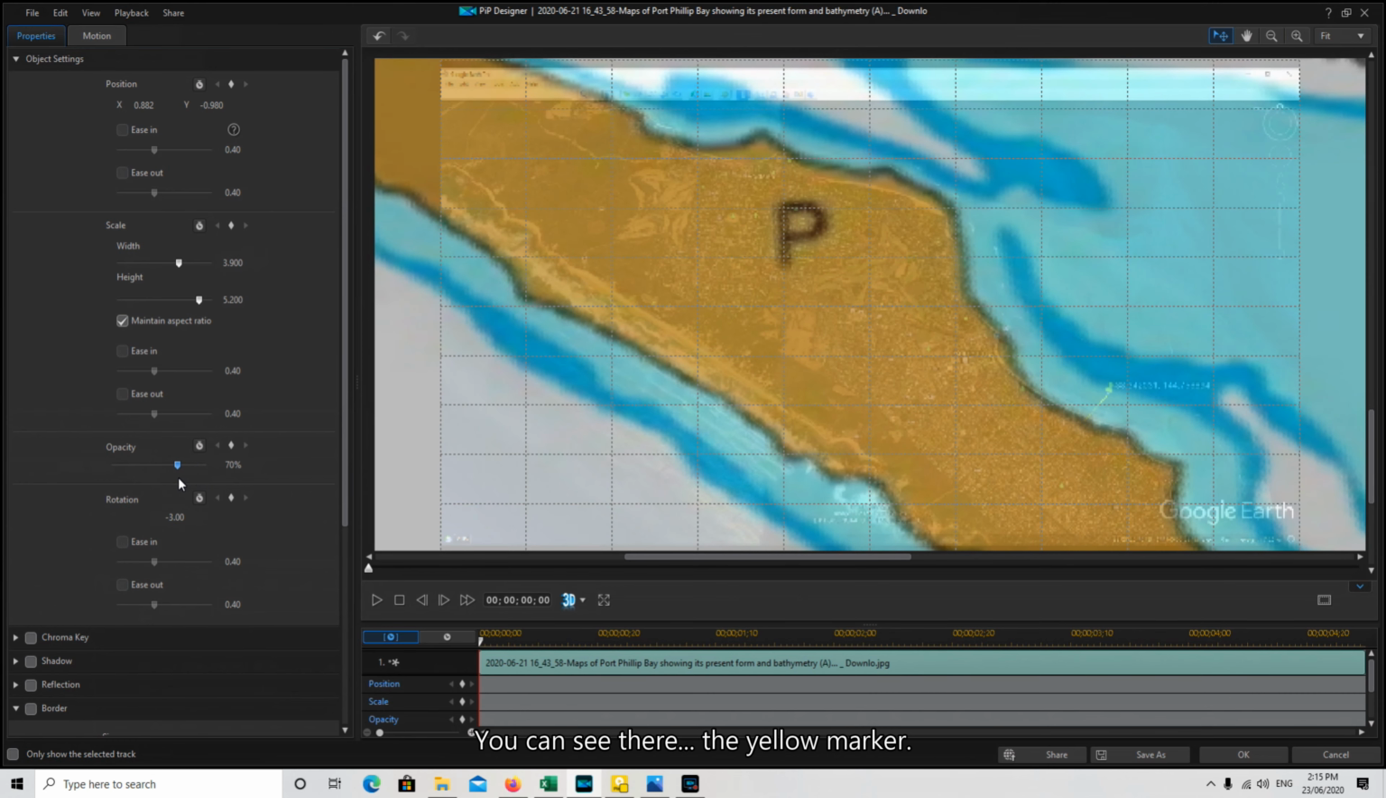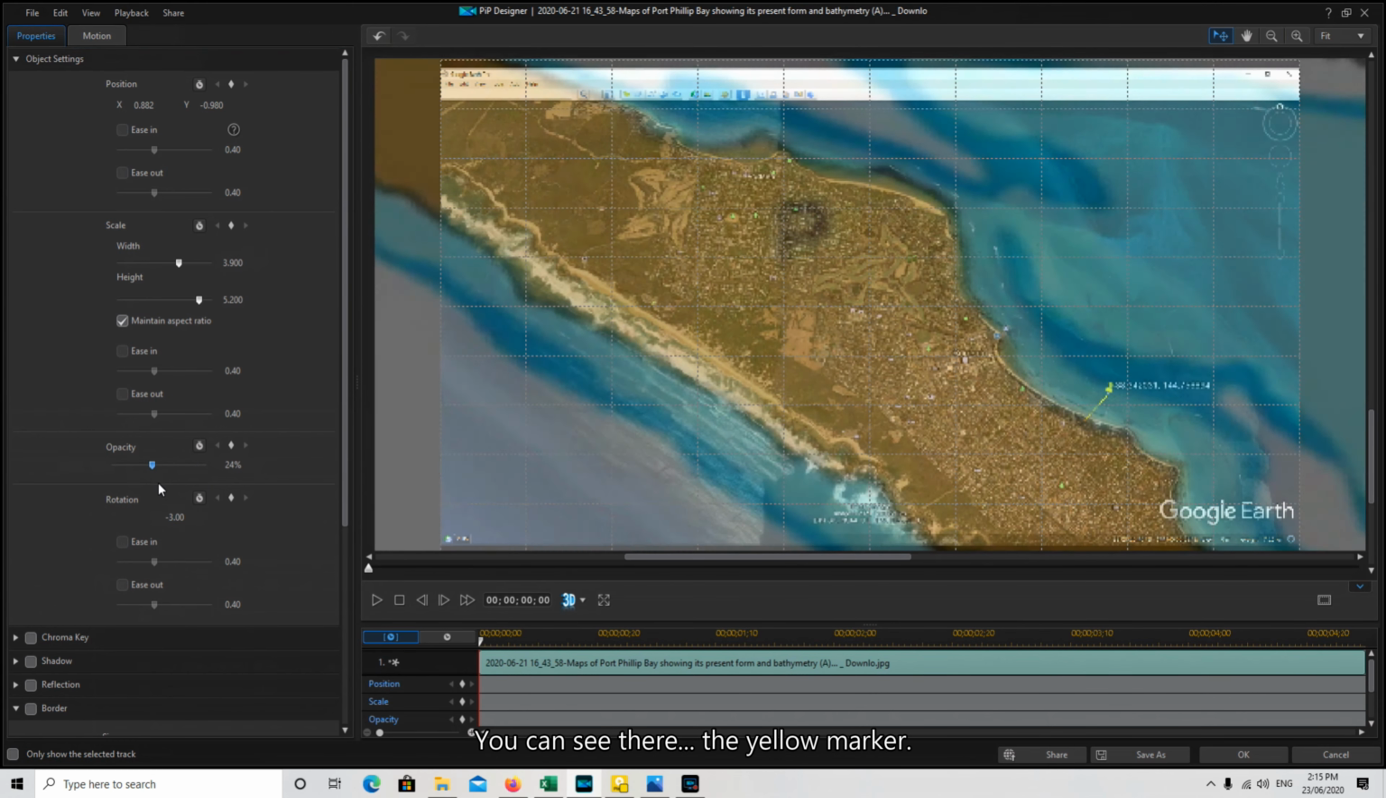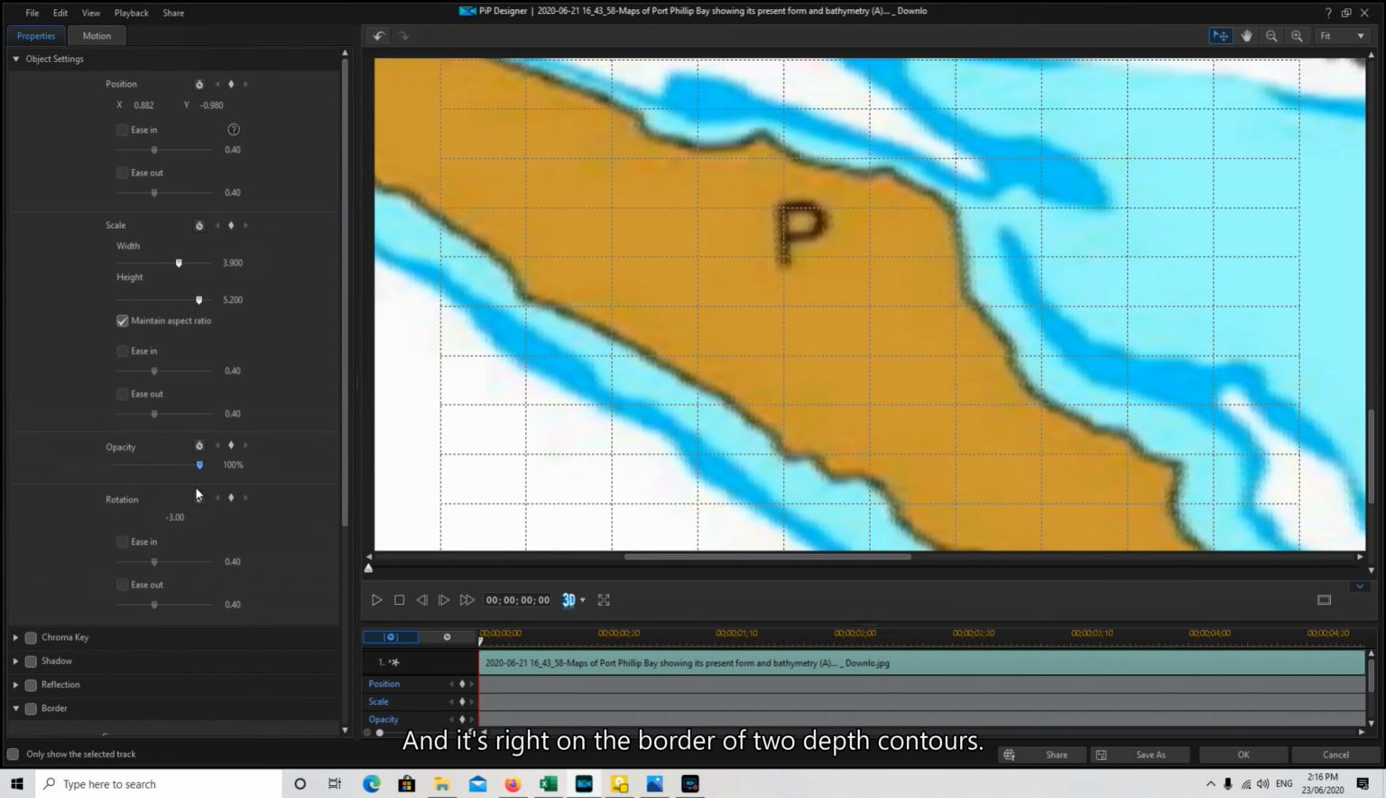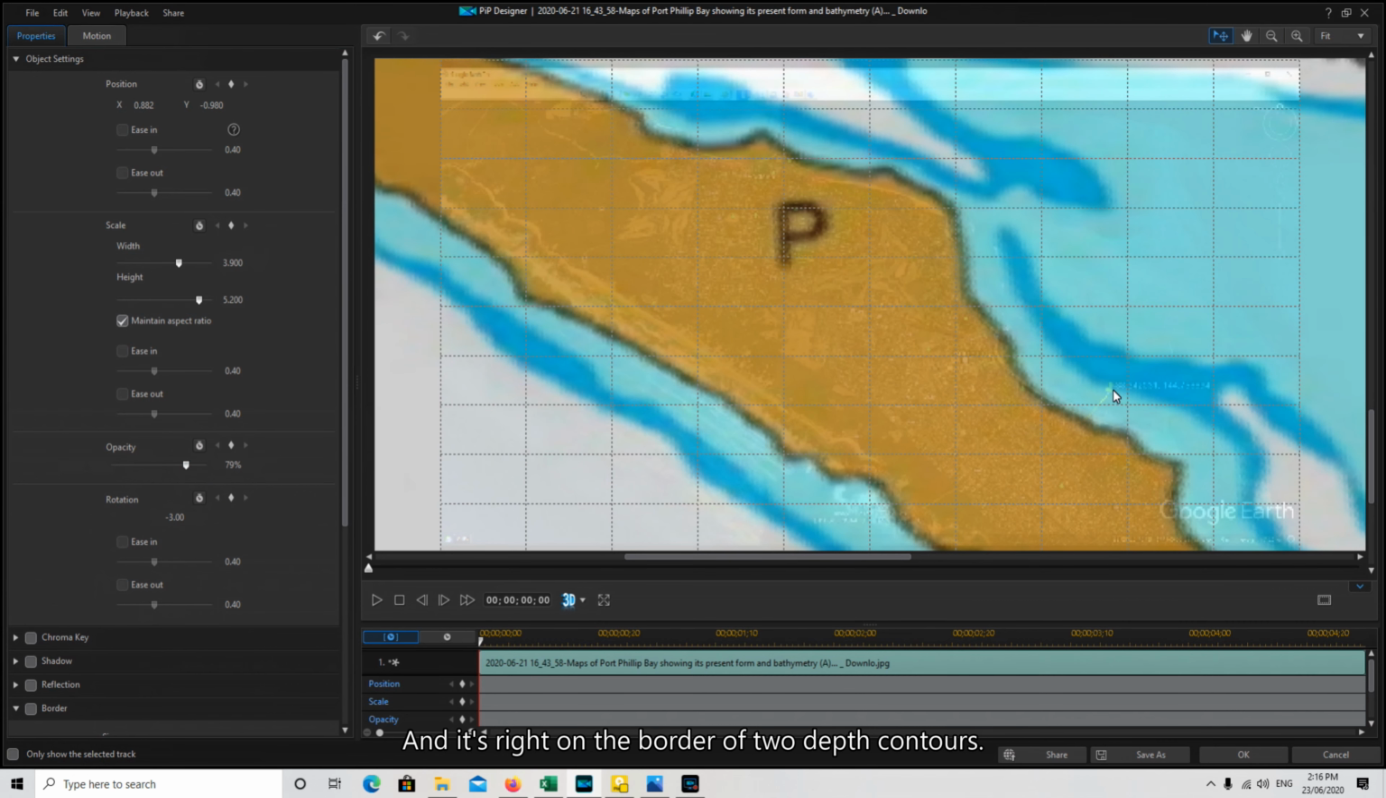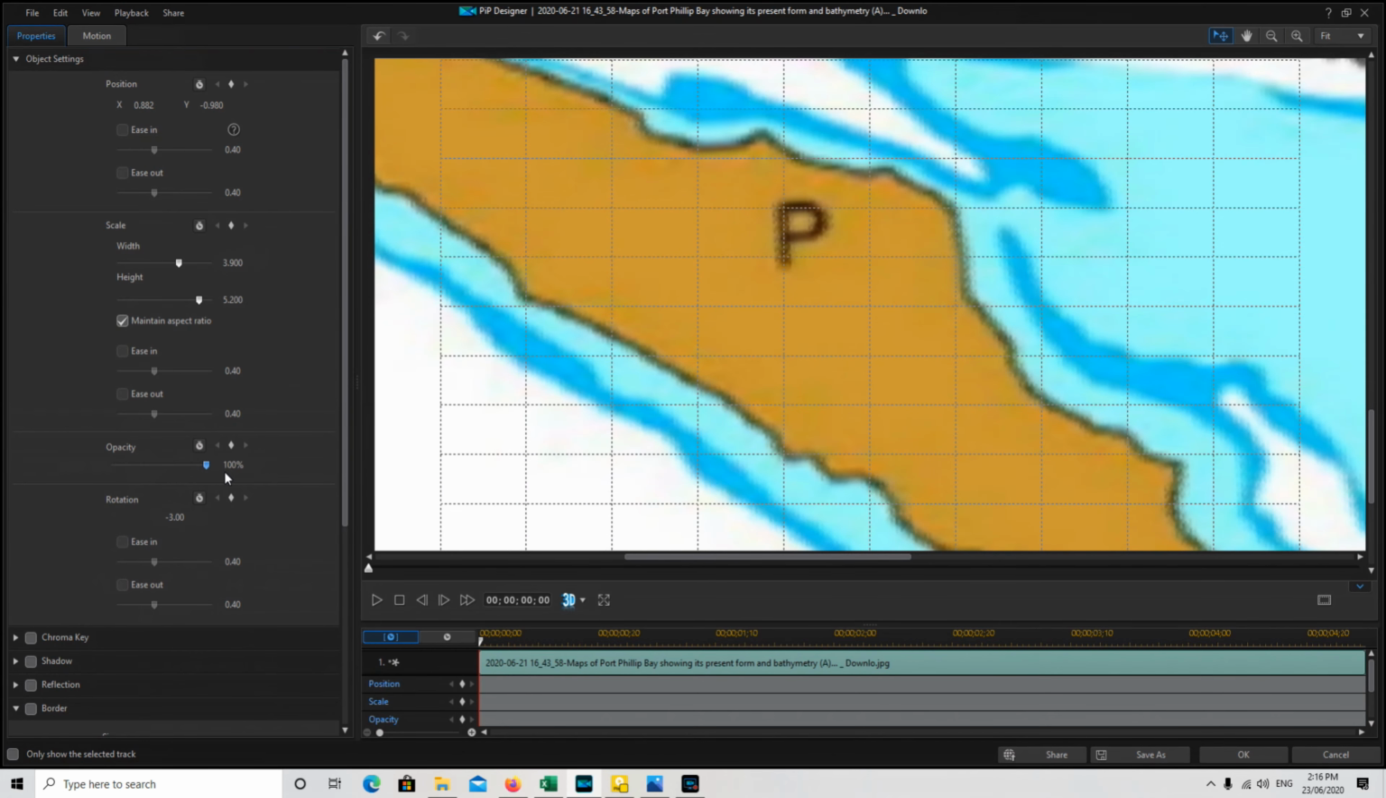You can see there the yellow marker, and it's right on the border of two depth contours. The lighter blue is 0 to 5 meters, the darker blue is 5 to 10. So it looks to me like, being on the border of that contour, it's in about 5 meters of water.